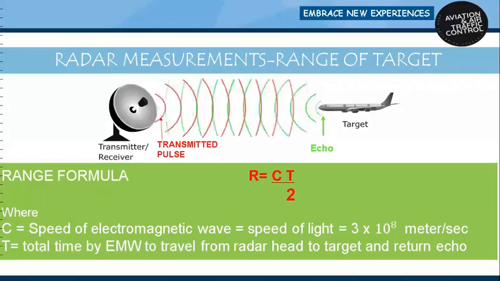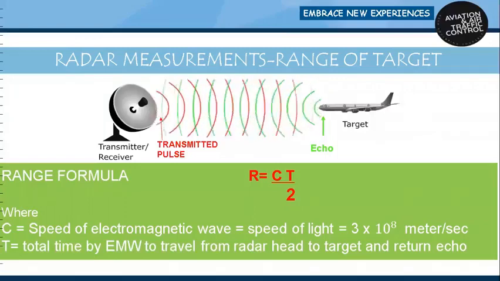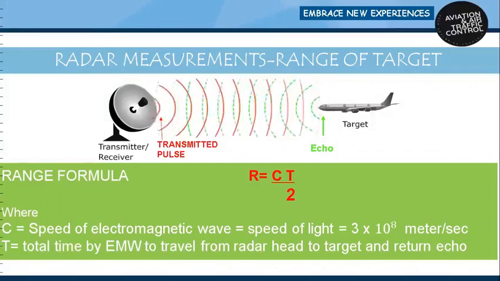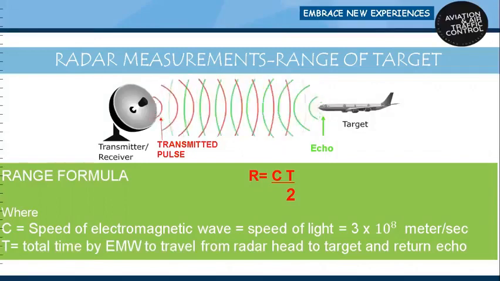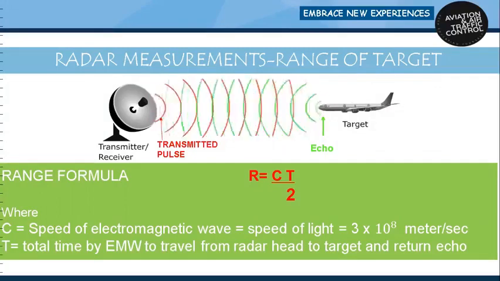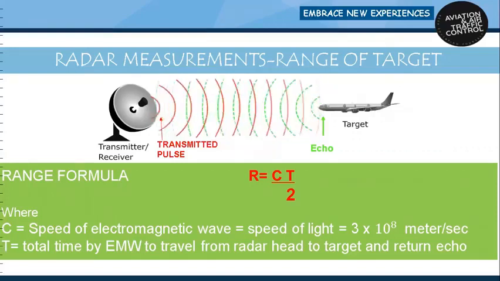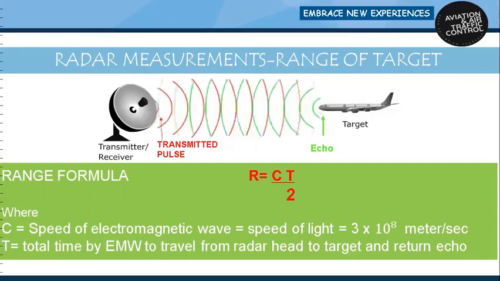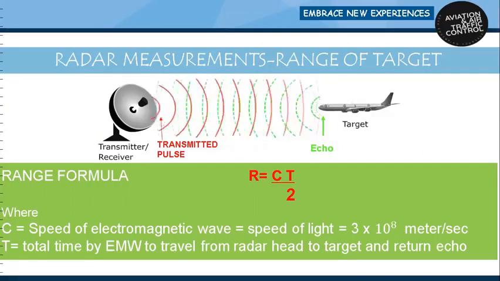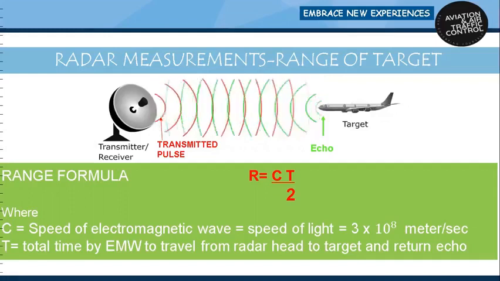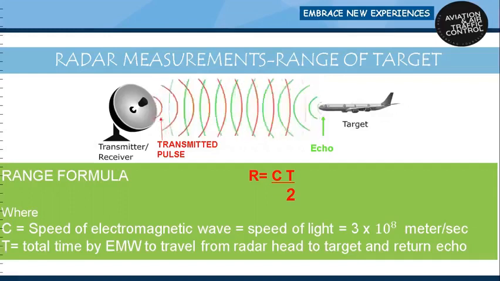Range formula. Range is equal to CT divided by 2, where C is the speed of electromagnetic wave, which is the speed of light, 3 times 10 to the power 8 meters per second, and T is the total time taken by the electromagnetic wave to travel from radar head to target and return as echo.